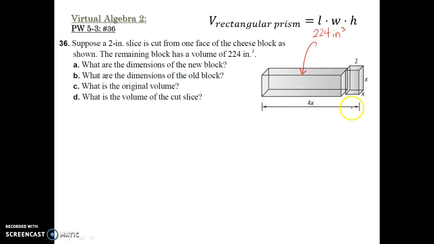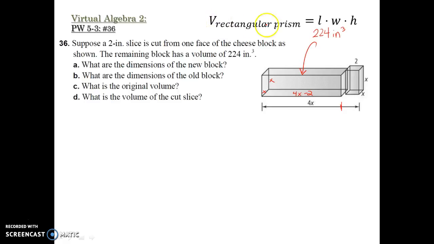Let's see, 4x was all the way down, right? So then just to here, we'd be taking off 2. So the length of our new block is going to be 4x minus 2. The width is the same width that we have here, which is x. And then the height is the same height here, which is also x. So length is 4x minus 2, width is x, and height is x.